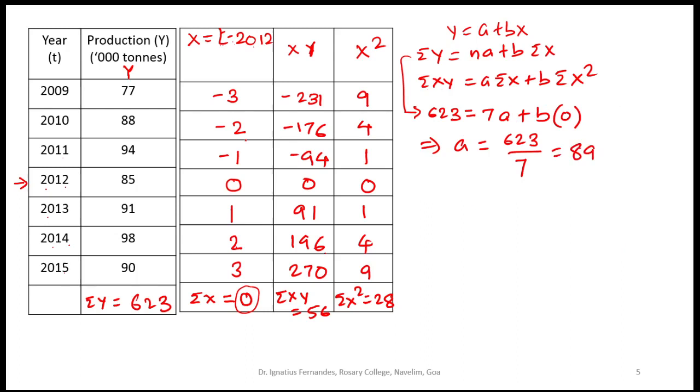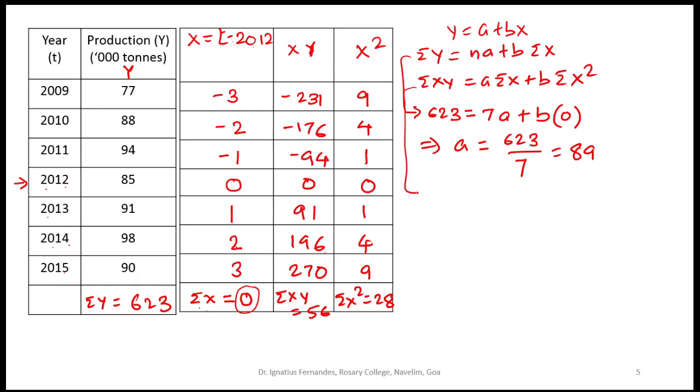Now this is the reason why I defined this x this way, because the moment I got summation x equal to 0, this b variable directly vanished here because we multiplied with 0, and I directly got a equal to the value that I need. Now if I had chosen some other year here instead of 2012, this sum wouldn't have come 0 here. In that case this b would remain, and the only difficulty then is that I'll have to solve two simultaneous equations.